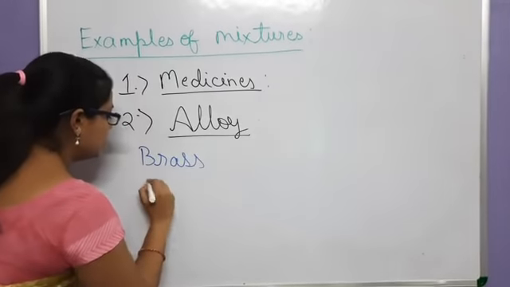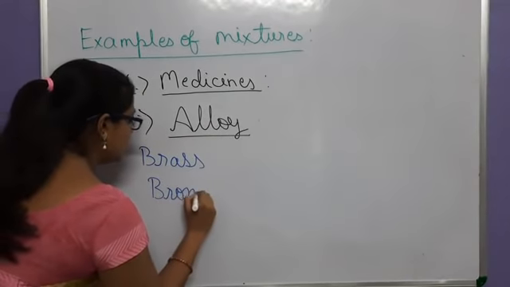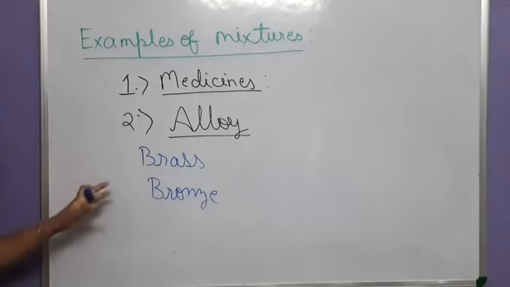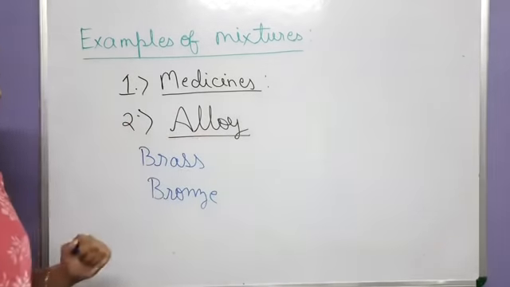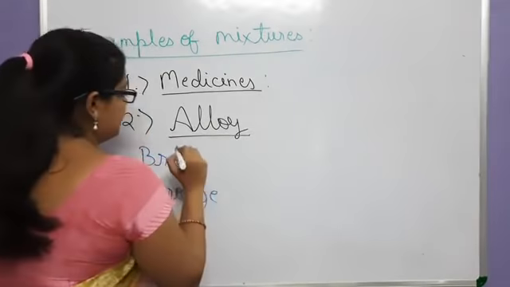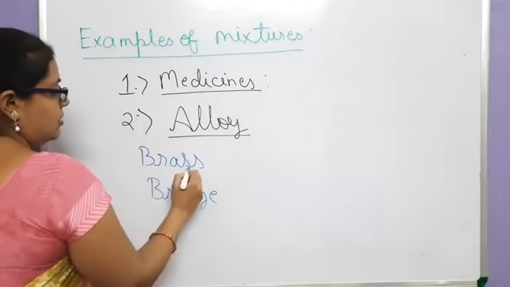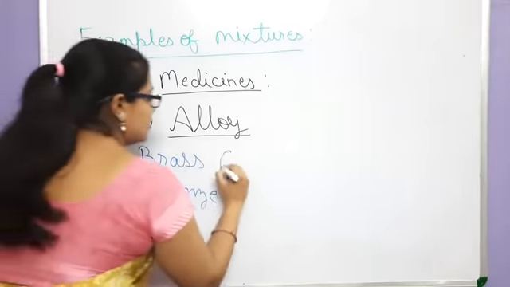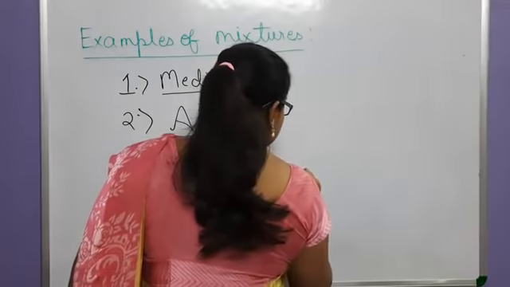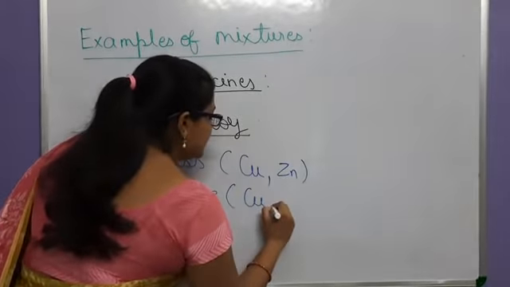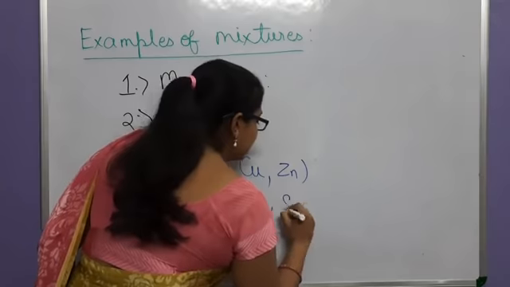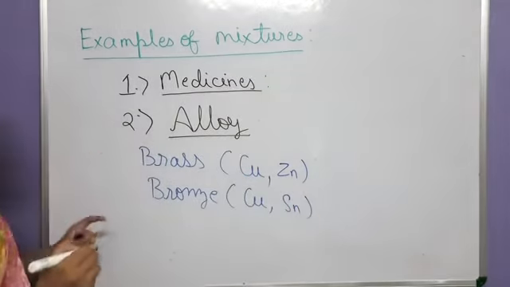Brass is there and bronze is there. So these are the alloys of copper. So we can ask in the examination, give two examples of alloys of copper: brass and bronze. What are the elements mixed together to form brass? Copper is mixed with zinc. And bronze is copper mixed with tin, Sn. So these are the symbols.